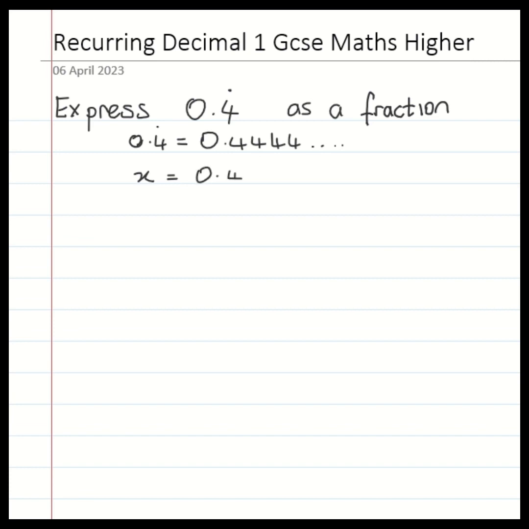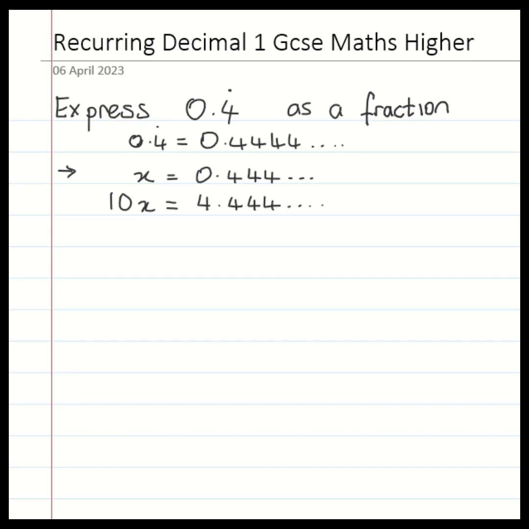So x is 0.4444. Our aim is to get rid of the recurring part of the decimal so we can express it as a fraction. So here is what we are going to do. We are going to multiply both sides of this equation by 10. So 10x, I should be multiplying this by 10, so the decimal place will move once to the right. So this will become 4.444 recurring.